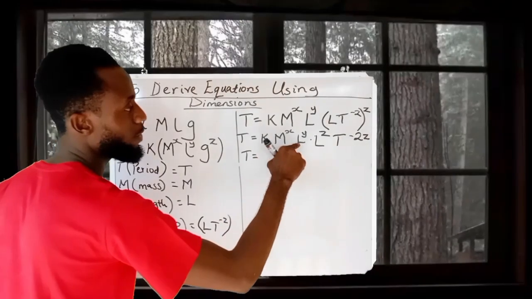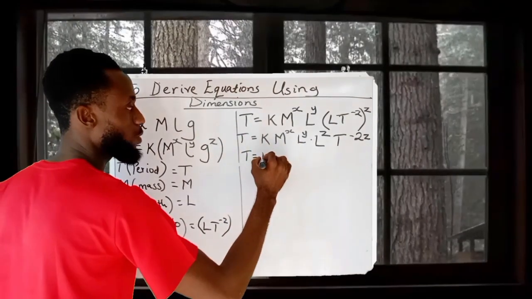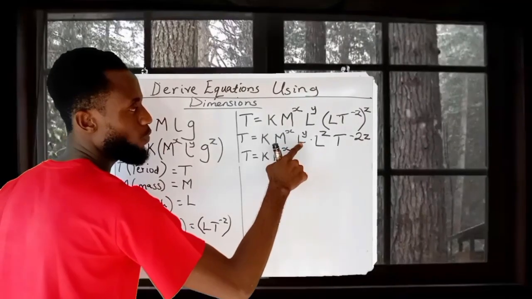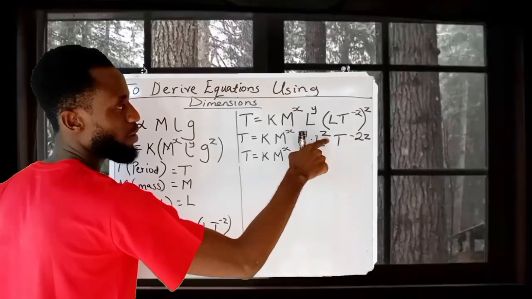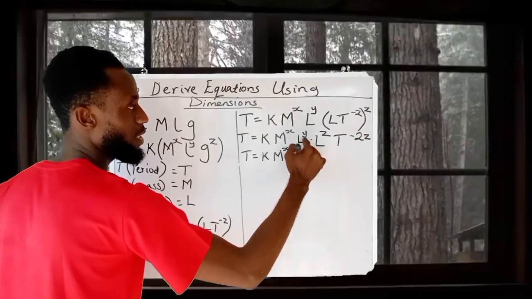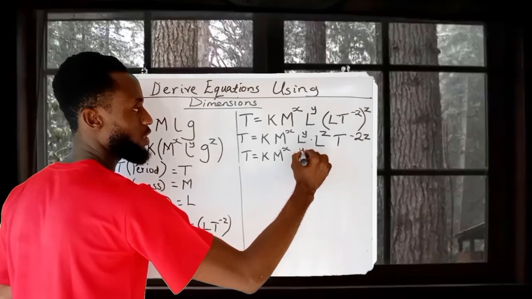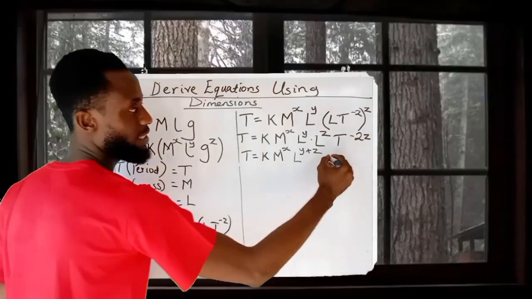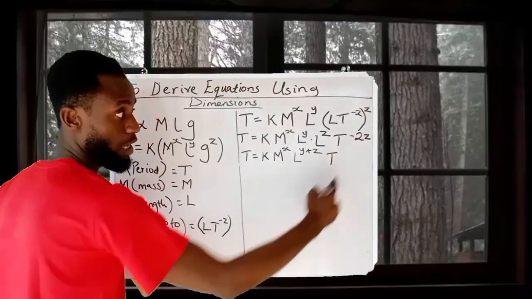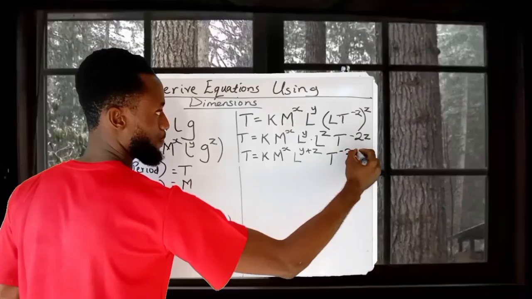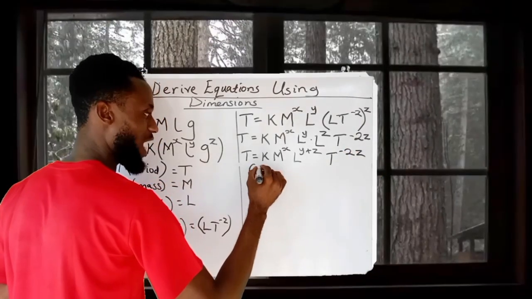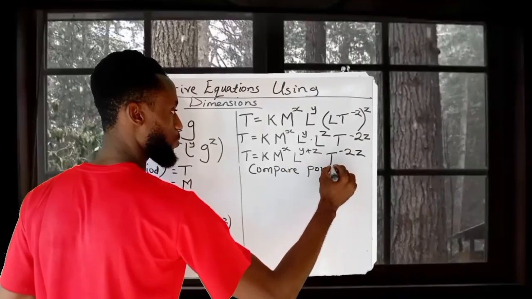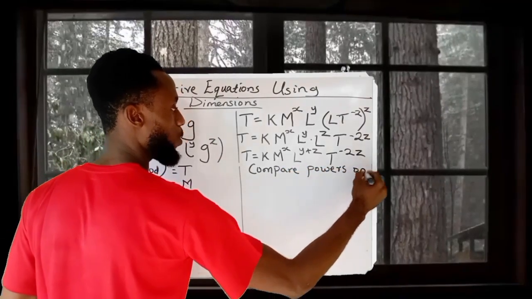All the ones carrying L will be simplified into 1. So the K is still here, mass is raised to the power of X, we have length with power of Y and another length with power of Z. So that means that for length we should add the powers, so I'll say Y plus Z, and T minus 2Z. All we have to do now to finish what we've done is to compare powers. We compare powers on both sides.